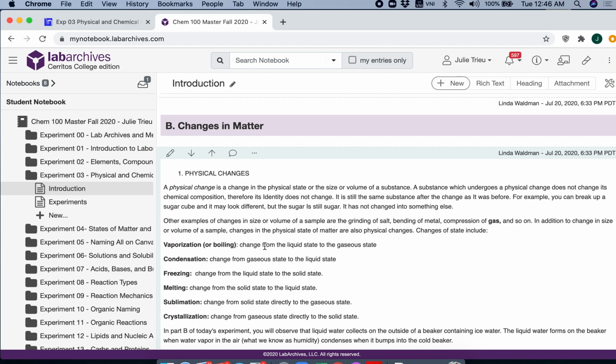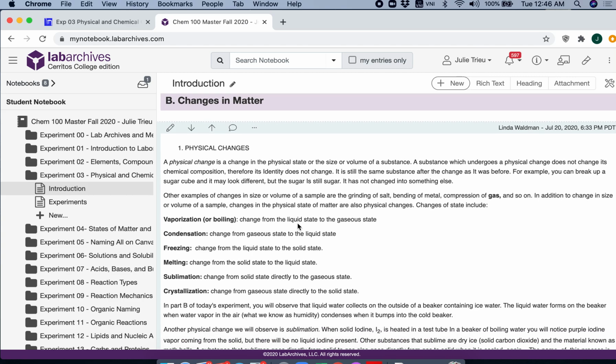Physical changes. Make sure you know all of these terms that describe physical changes. Physical changes include how a solid changes into a liquid and a liquid changes into a gas, or a solid changes directly to a gas, or a gas changes directly to a solid again. Make sure you know all of these terms and their definitions to prepare for your lab quiz.